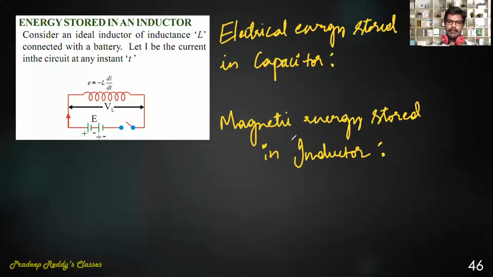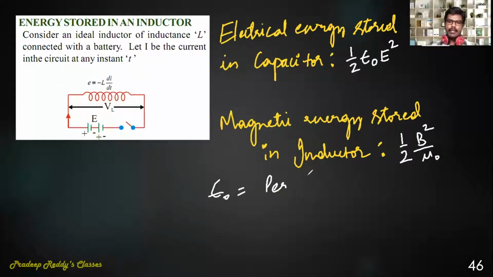We already have derived the equation for electrical energy stored in a parallel plate capacitor. It is half epsilon naught E square, where E is electric field and epsilon naught is permittivity of the medium. Likewise, in case of an inductor, magnetic energy is stored in the inductor. It is half B square divided by mu naught.